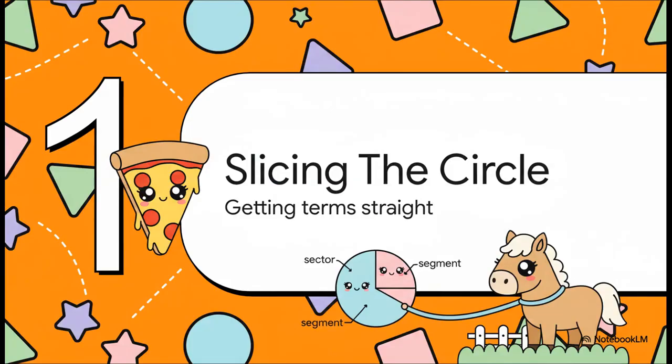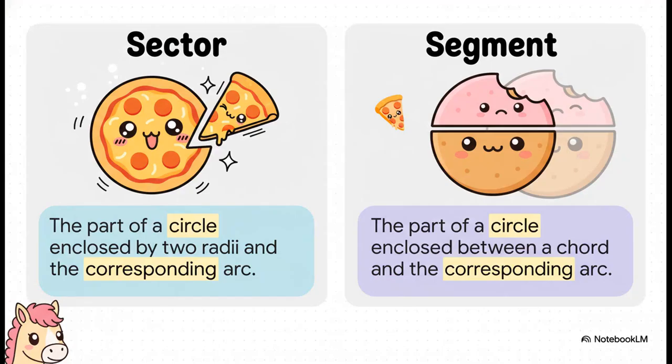Okay, but before we can calculate anything, we gotta make sure we're all speaking the same language. So first things first, let's get our key terms straight. All right, check this out. It's a pretty clear difference. On the one hand, you have the sector. Now, this is your classic pizza slice. It's the whole piece, the cheese, the toppings, and the crust. It's bounded by two lines from the center, the radii, and the crusty bit, which we call an arc.